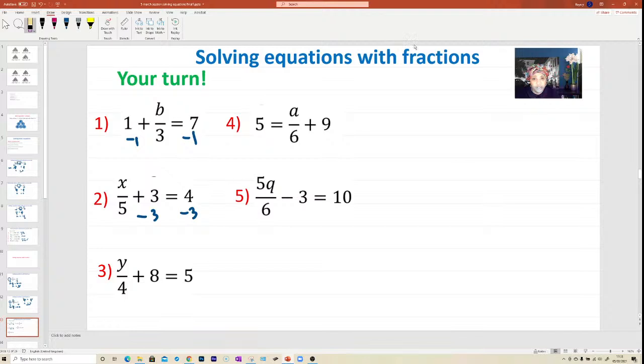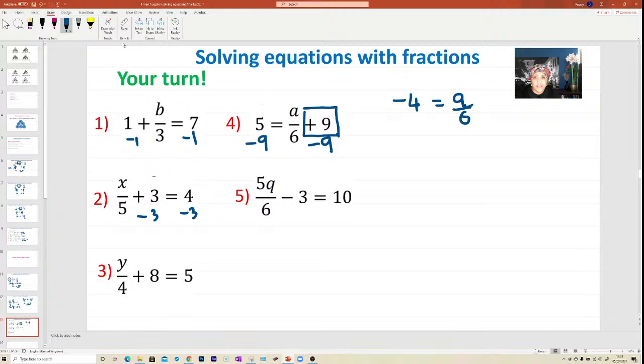Right, and now we're going to number 5, guys. Number 4. So what we need to do is get rid of this 9. And remember, the sign goes with it. The sign on the left belongs to the number on the right. So plus 9, that means we're going to take away 9 on both sides. 5 take away 9 is negative 4 equals a over 6.